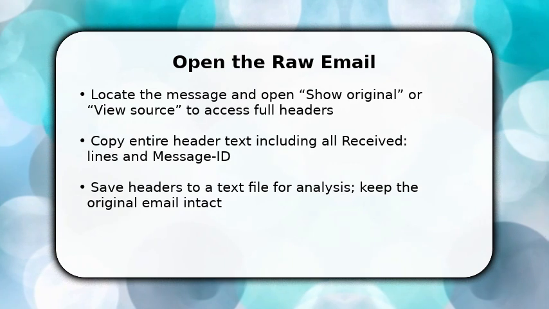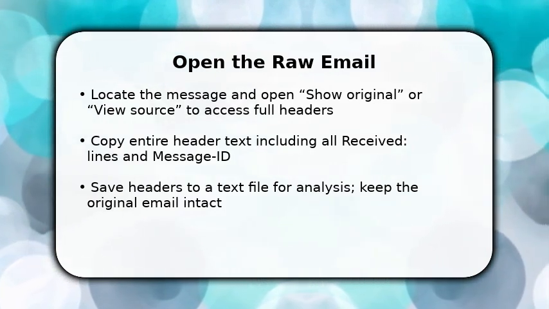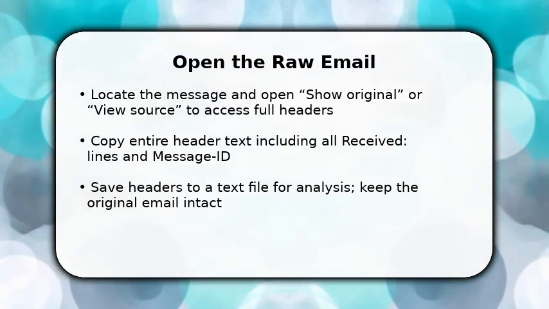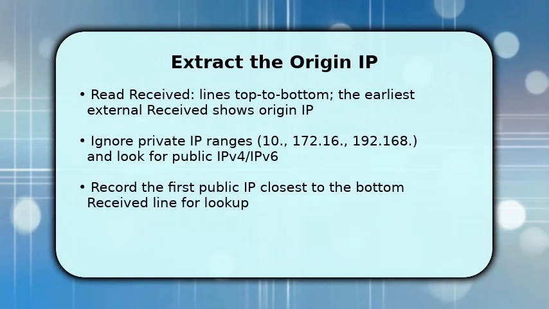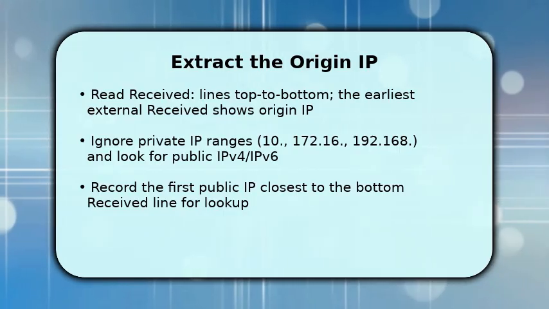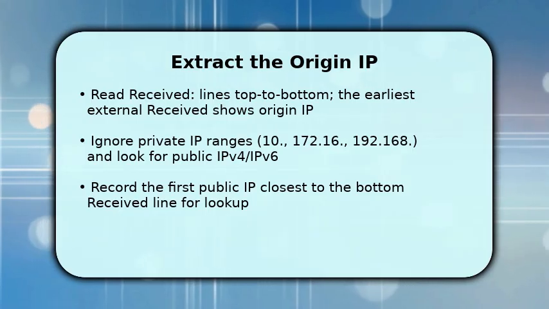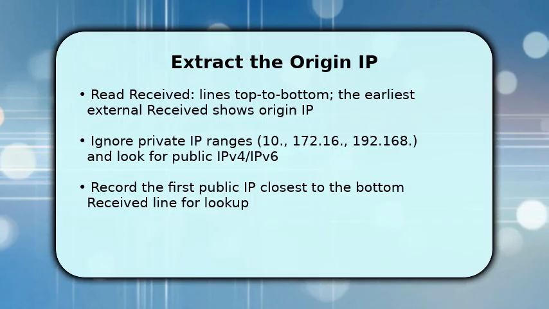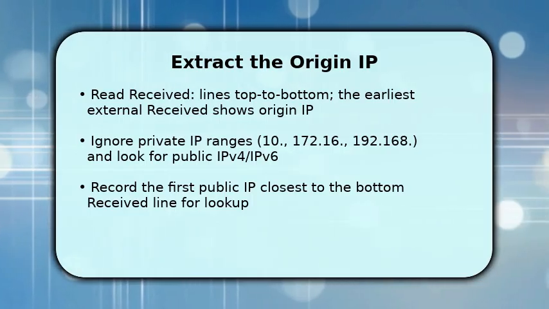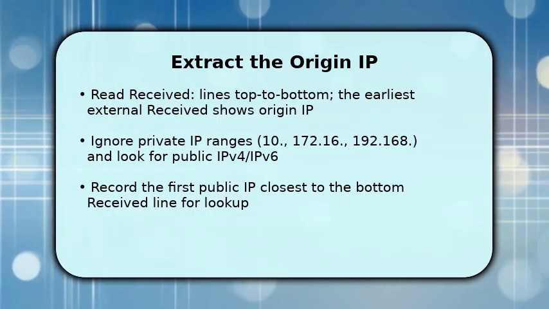Now parse the received headers to find the origin IP. Read received lines from top to bottom, then reverse that order to find the earliest hop from the sender's side. Typically, the bottommost external received contains the origin IP. Skip private or local addresses like 10, 172.16, and 192.168, and focus on the first public IPv4 or IPv6 you encounter. Once identified, copy that IP.